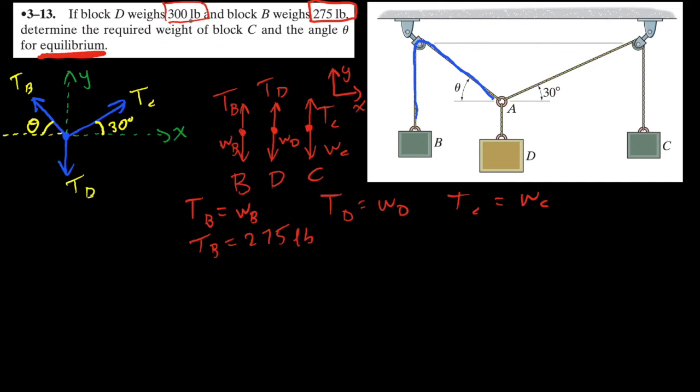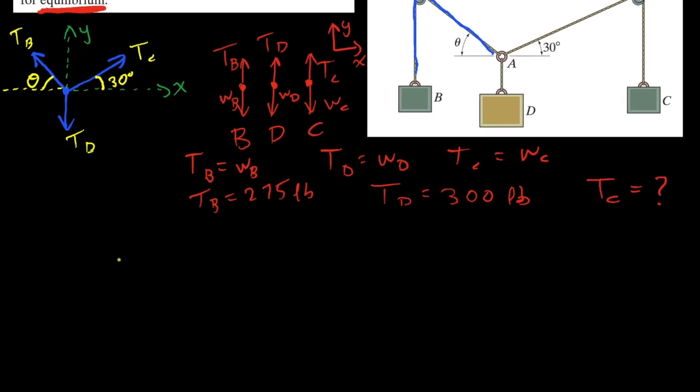It says 300 pounds for the weight of D, so then T sub D is equivalent to 300 pounds. And now all we need to do is determine the required weight of block C. So T sub C is the unknown here. Now that we've established that, all we need to do is solve the equilibrium problem.